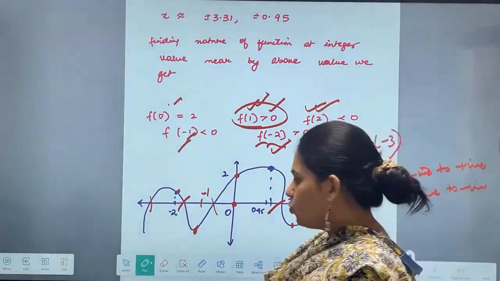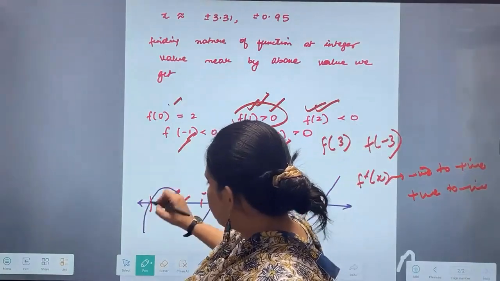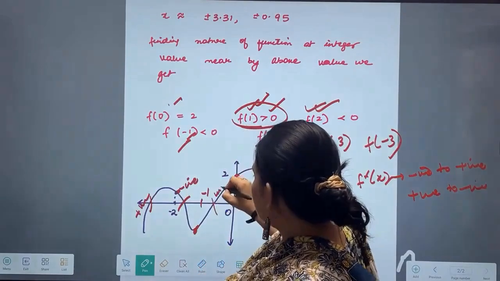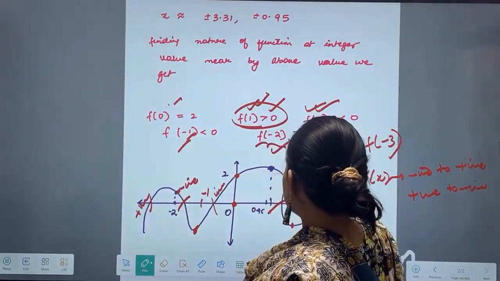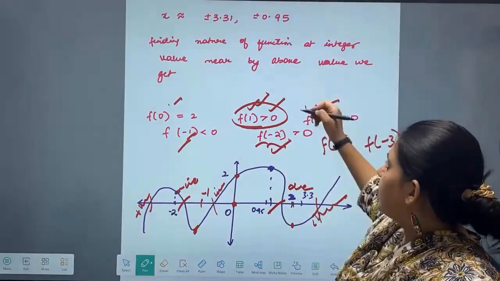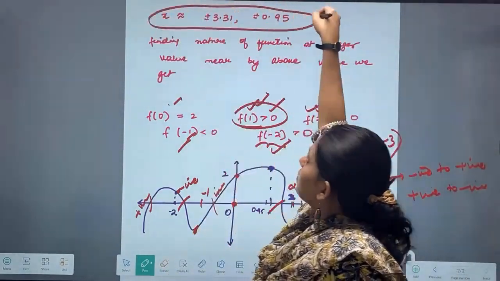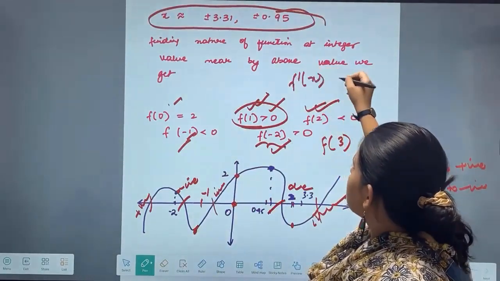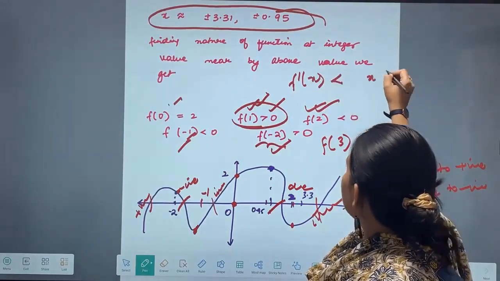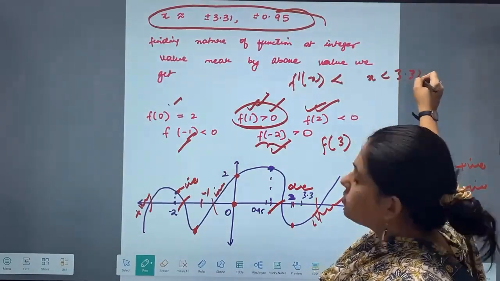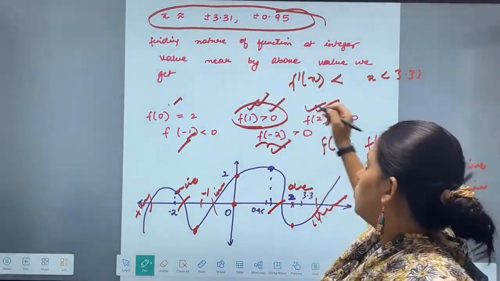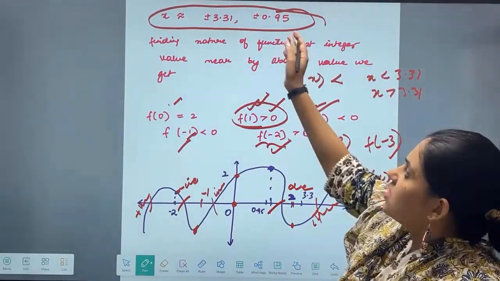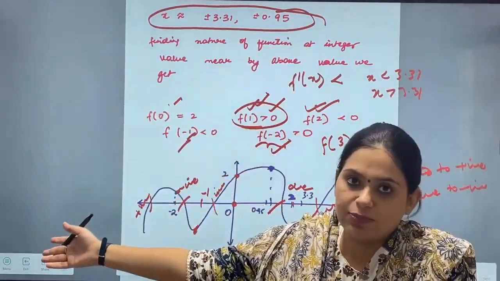So when you do that, you can check when it goes from increasing to decreasing, decreasing to increasing, increasing to decreasing to increasing, based on these 4 points. So what happens to f dash x when x is less than 3.31? Evaluate at points. When x is greater than 3.31. Similarly, when x is less than 0.95, greater than 0.95.